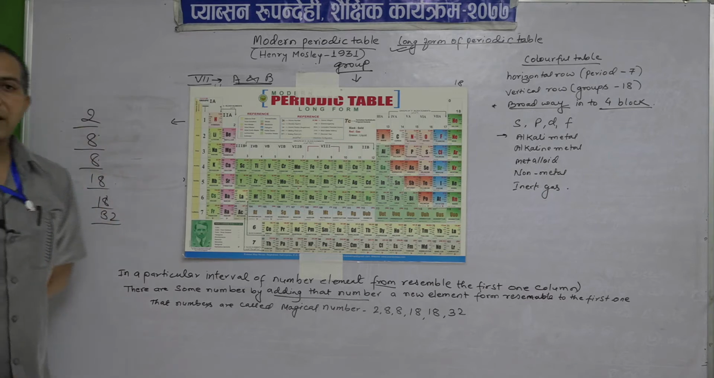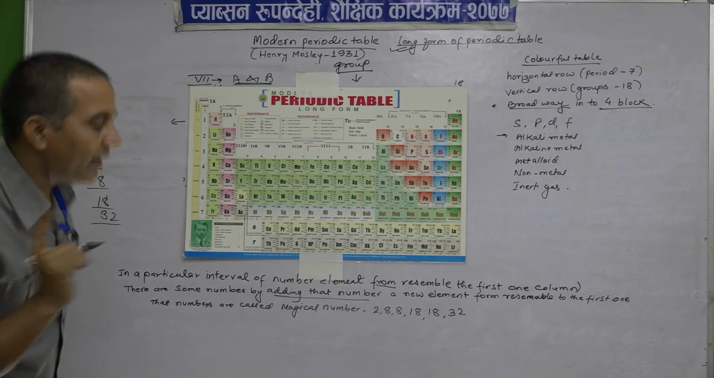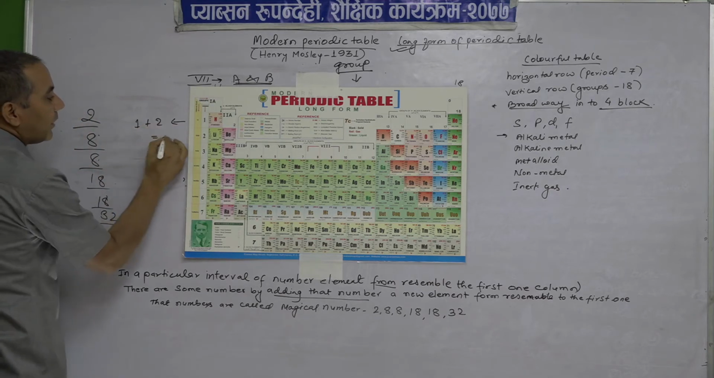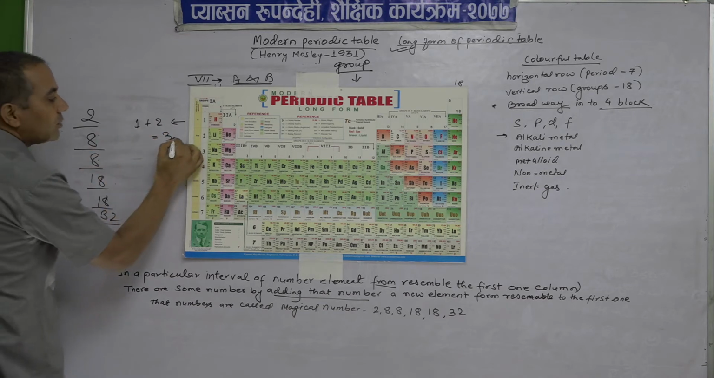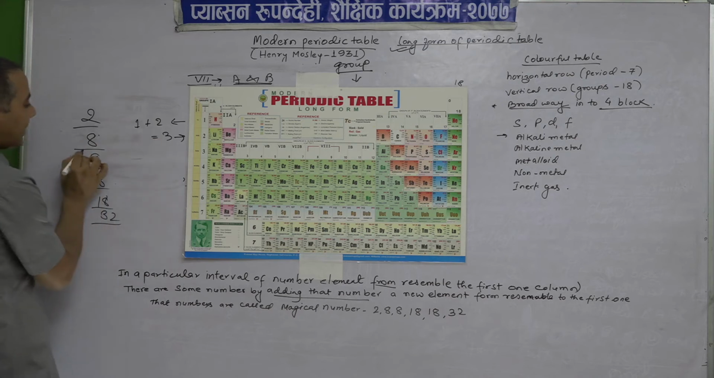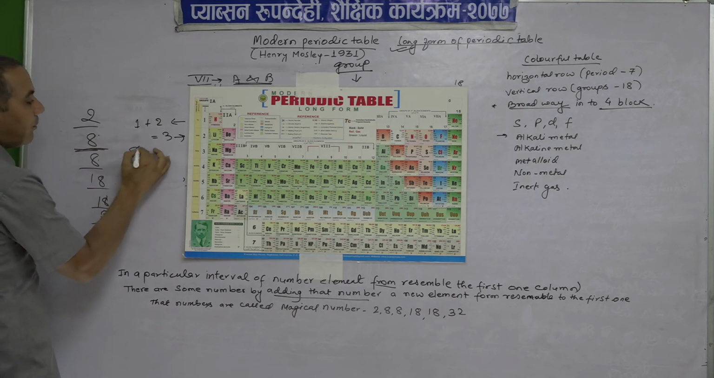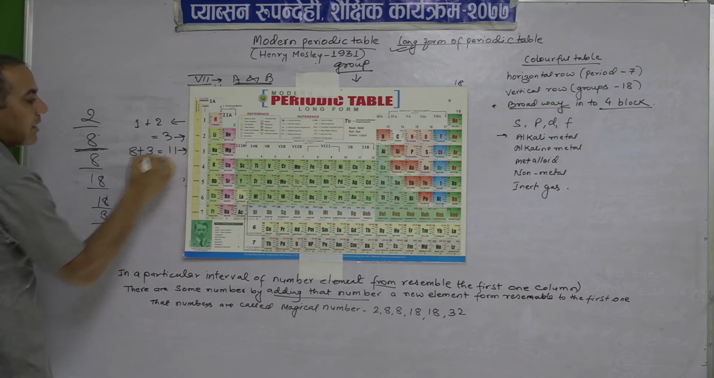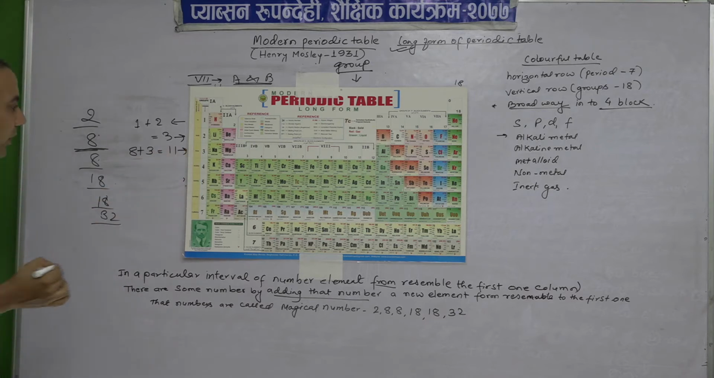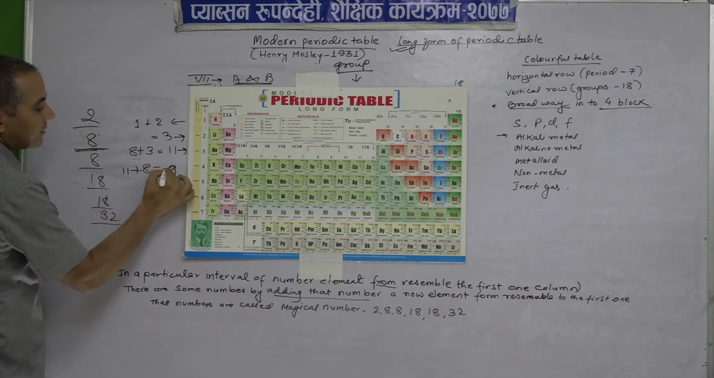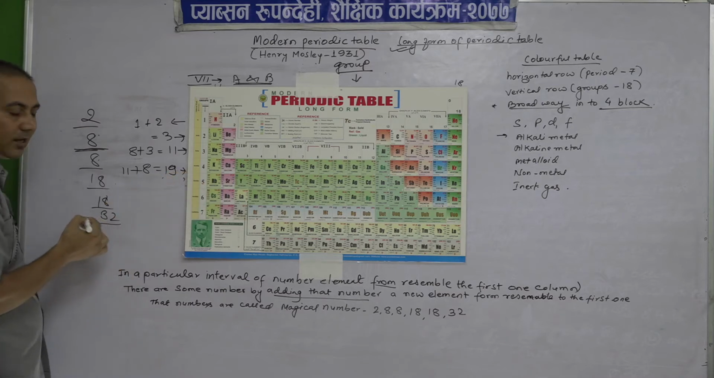So, hydrogen's atomic number is 1. If we add 1 plus 2, what will be the atomic number? 3, and 3 is lithium. And again, if we add 3 plus 8, what happens? 11. 11 is the atomic number of sodium. Likewise, we can add again 8, 2 plus 11, how much? 19. 19 is the atomic number of potassium.